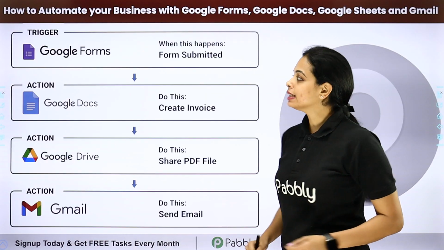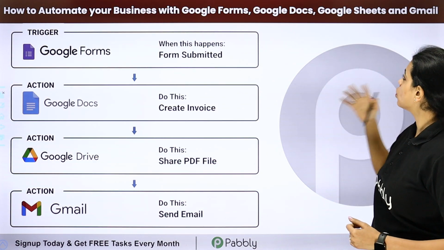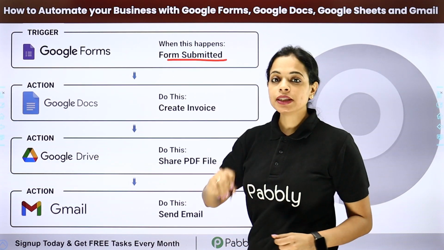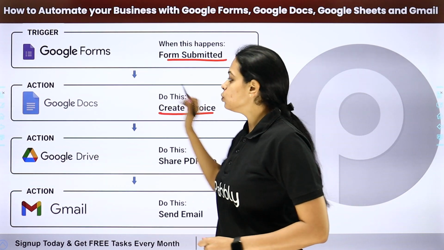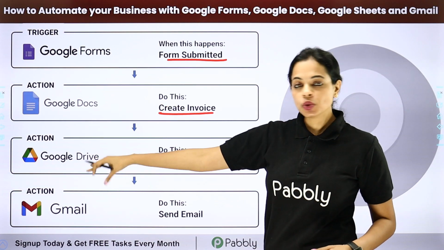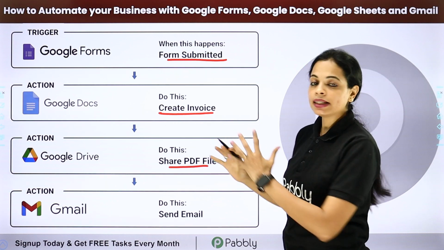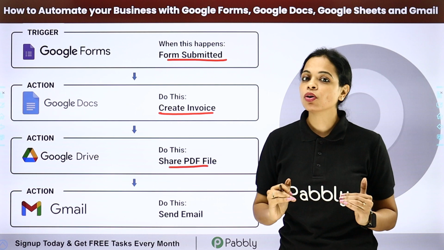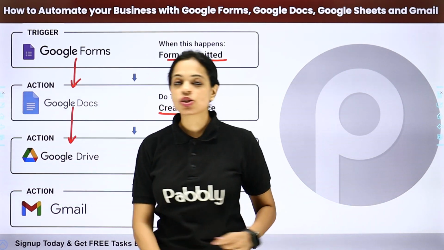So here we have taken the example how to automate your business with Google Forms, Google Docs, Google Sheets and Gmail. So let's say that every time a new form is submitted through Google Forms, you have received some new data. So you want to create an invoice in Google Docs, and then you want to share that PDF file through Google Drive, and finally you want to send an email. So here you can see that automatically right from the form submission to sending an email, the entire process has been automated. How? We have integrated all these applications using Pabbly Connect software.